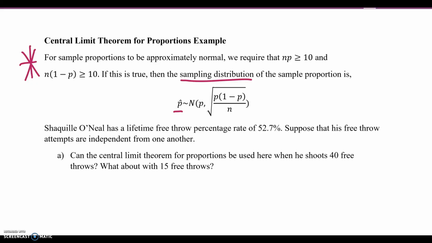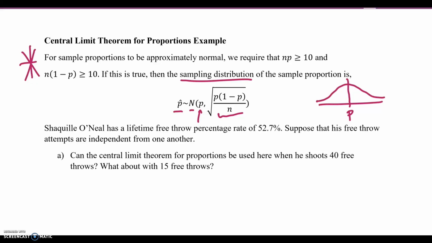So p hat is distributed normal. This is the mean, and this is the standard deviation. Okay. So basically, what this is saying is that if I get a lot of proportions and I were to graph them, they will look normal, okay? And the mean here is going to be p.